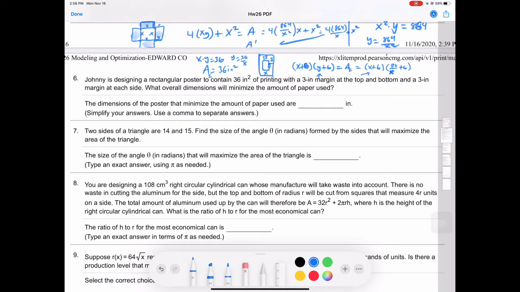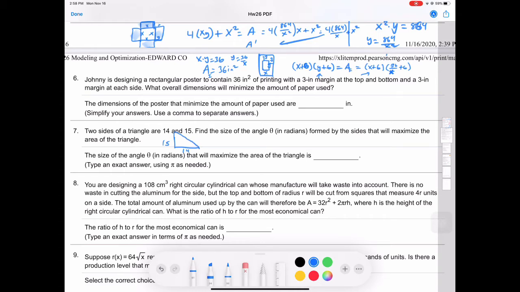Two sides of a triangle, next one. Two sides of a triangle are 14 and 15. Sure. Let's say 14 and 15. Find the length of the angle that's formed by the sides that will maximize the area. Oh my goodness. Maximize the area of the triangle.